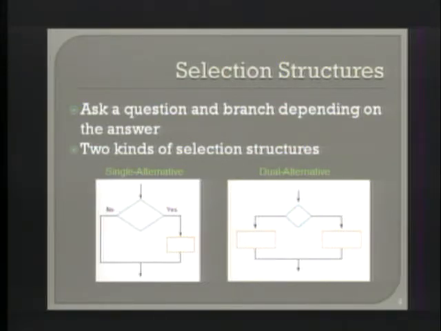But let's look at the sequence, which is pretty simple. That's just one thing after another. You've been doing that already. The selection structures, there are two versions of these. One of them on the left is called a single alternative. You ask a question, and if the answer is yes, you do something. And if the answer is no, then you don't do anything. You just move on. Whereas a dual alternative structure, whether the answer is yes or no, something's going to happen either way. And I'll show you how you would write this in Free Basic in a minute. But both of these are called selection structures.